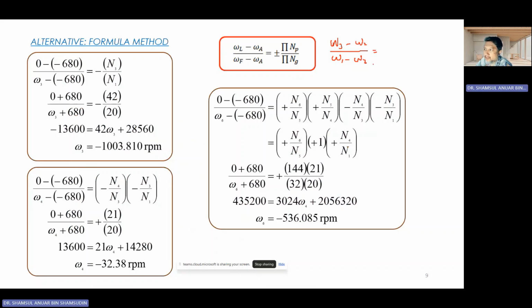So in this situation, I guess N1 will be on the top, N1, and then omega 3, N2, N3 will be on the bottom. And between N1 and N3 is external gears, so they will have opposite direction. So I guess if you solve this thing, you will still get this answer.